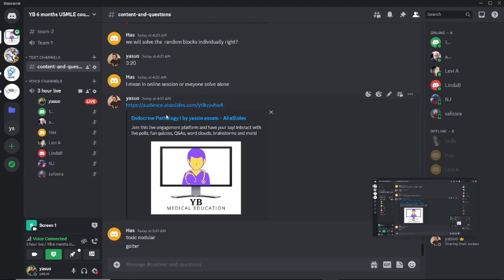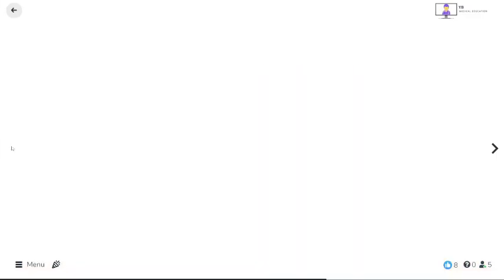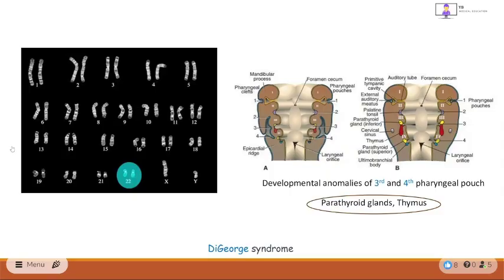DiGeorge, right? Because DiGeorge also has a developmental anomaly of the thymus. The thymus comes from the third pharyngeal pouch as well. As you see here, this is the thymus, and also the parathyroid glands. And the thymus is important for T cell development.